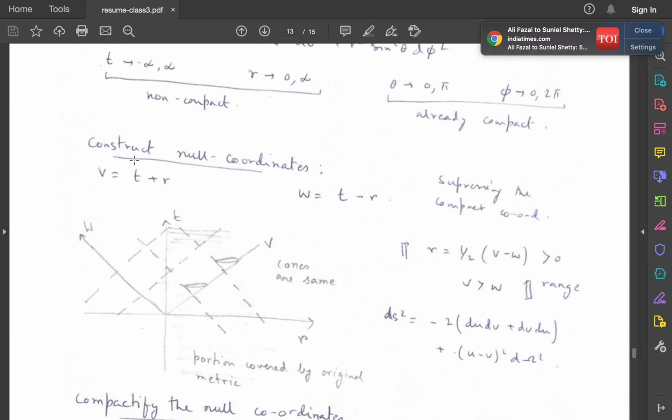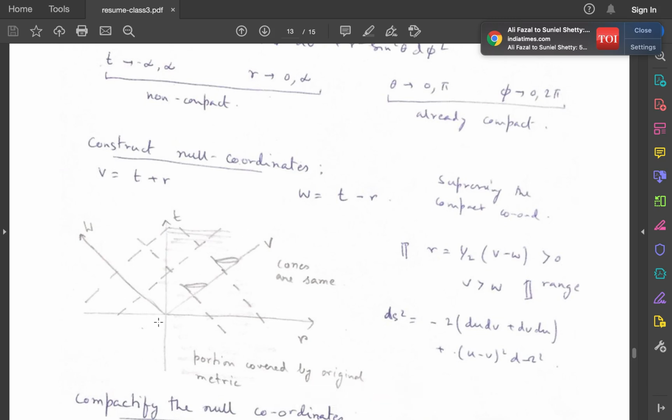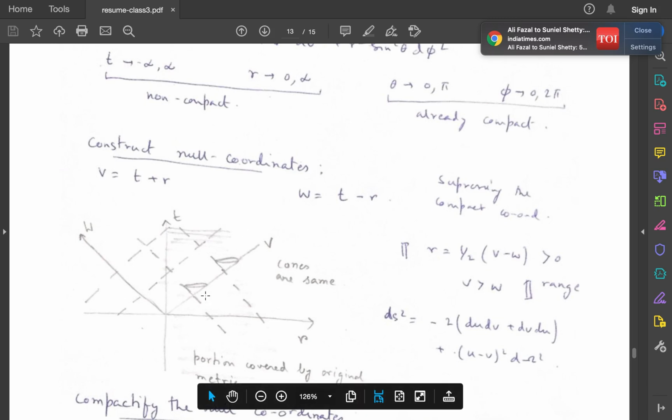Now the second step is to construct null coordinates. Although it may be non-compact, you should now go back to the construction of null coordinates. How can we do that? Just by this transformation: let us define v equal to t plus r, and w equal to t minus r, suppressing the compact coordinates for the time being. If this is t and this is r, then this is the v coordinate and this is the w coordinate. Let us keep track of the ranges.